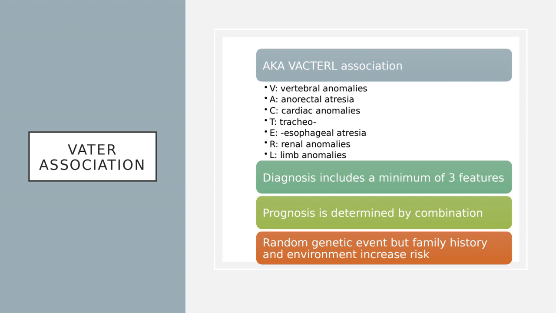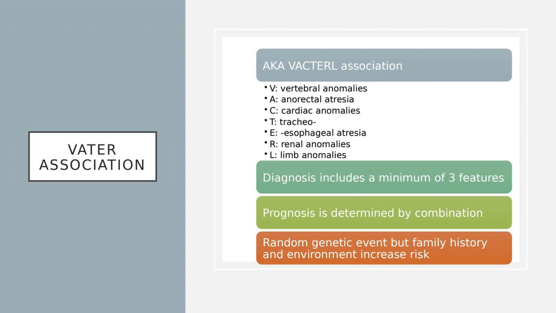The prognosis, of course, for that baby is going to depend on the severity of the occurrences, but also the combination of them. It's a random genetic event, so there's not really anything that we can look back at, but there is a higher risk of having this if you have a family history of any of these conditions. And again, certain environments can cause that as well. If you're living in an environment that doesn't have clean water, clean air, sewage, things of that nature, that all can have an impact on the development of these systems, and therefore subsequently the development of these abnormalities.